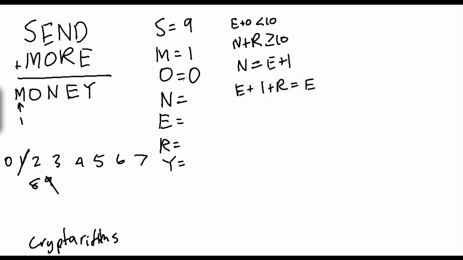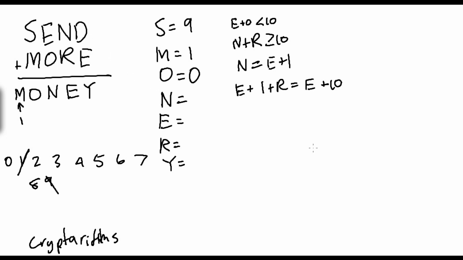And actually, this isn't entirely true. That's actually impossible, because E plus 1 plus R equals E, and since R is always positive, it has to be E plus 1 plus R equals E plus 10. Because again, you can carry over 1. E can't actually equal itself if 1 and R are positive, so it has to carry over 1.